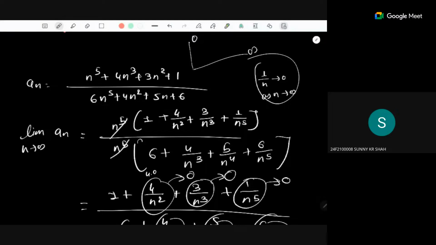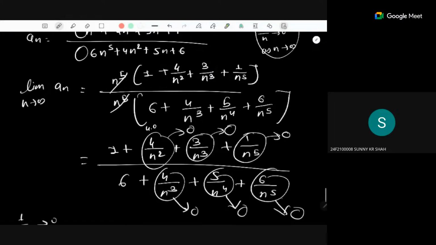Or we can get infinity if the power of the denominator is greater than the power of the numerator, and if the powers are the same, we get a finite value, and that finite value is nothing but the ratio of the largest coefficients, that is 1 by 6 in this particular case. Okay, so I'll repeat once. So if you have a sequence of this type, that a_n is nothing but some a1 n to the power, we can take any number.